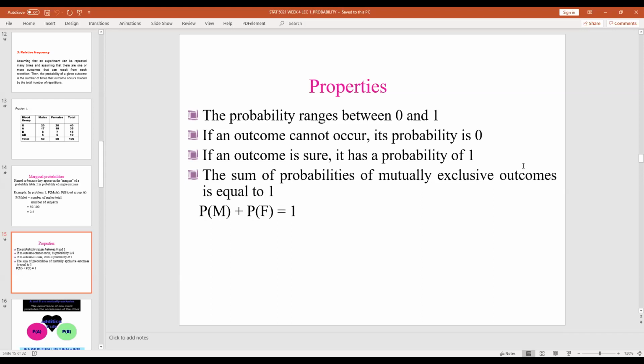And the sum of the probabilities of mutually exclusive outcomes is going to be equal to 1. If I have male and female in a population, the probability of male plus the probability of female will be equal to 1, because male and female are mutually exclusive. And you know what? They are also mutually exhaustive, because they constitute the population. So if I pull male and female together, that gives me the population, and the probability of the sample space is the probability of a sure event, which is equal to 1. In a probability framework, that is called 100%, which means I'm talking about the whole population.